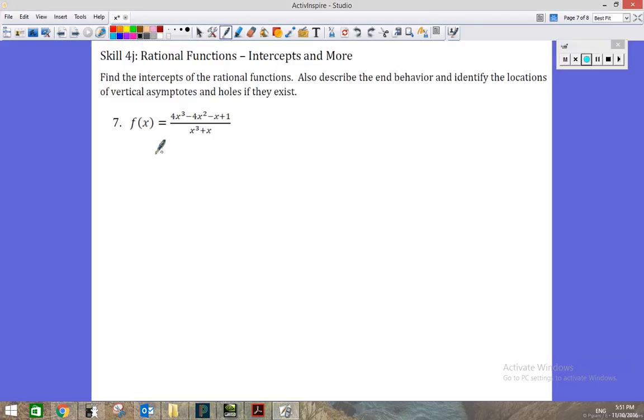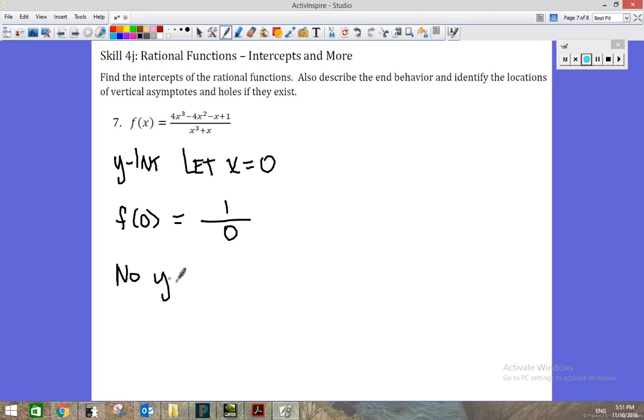Let's find the y-intercept and x-intercepts. To find the y-intercept, let's let x equal 0. So if we plug in the numerator, we see that the first three terms will be 0, and then we have 1, but in the denominator, we've got 0. There is no y-intercept. That's undefined. This graph will not intersect the y-axis. See if there's any x-intercepts.